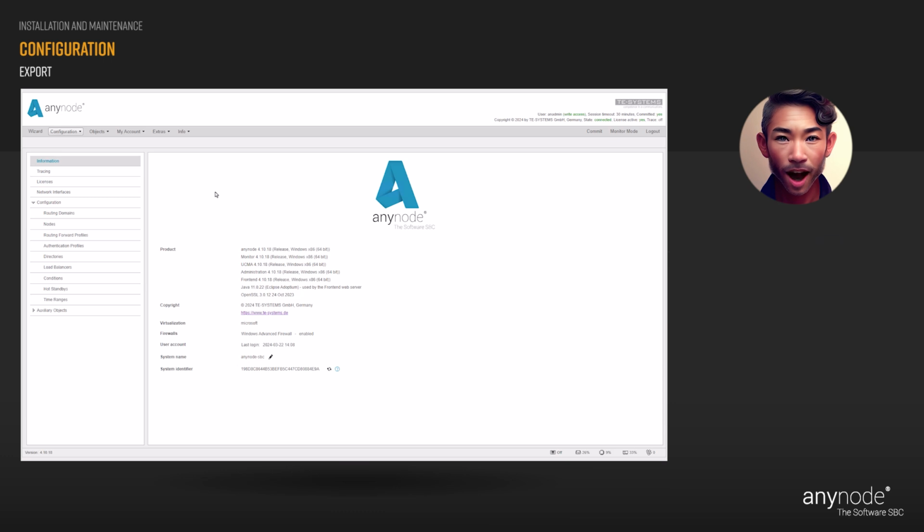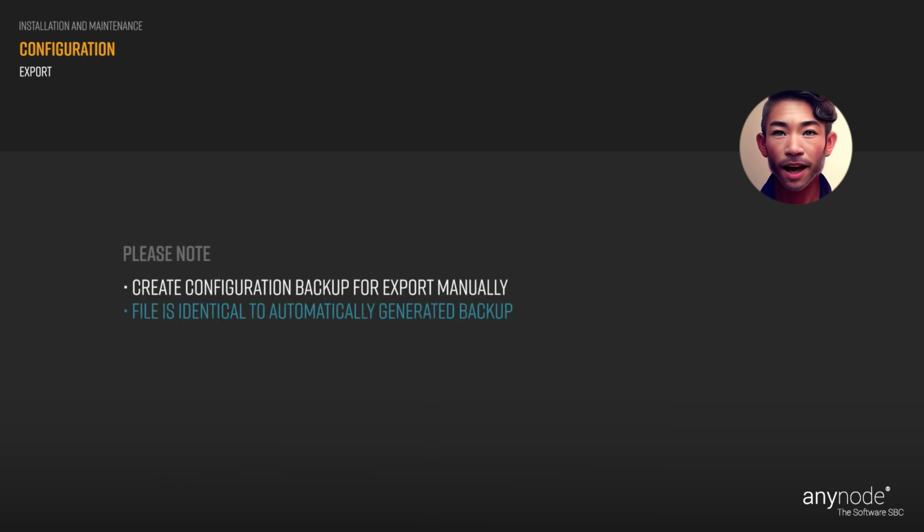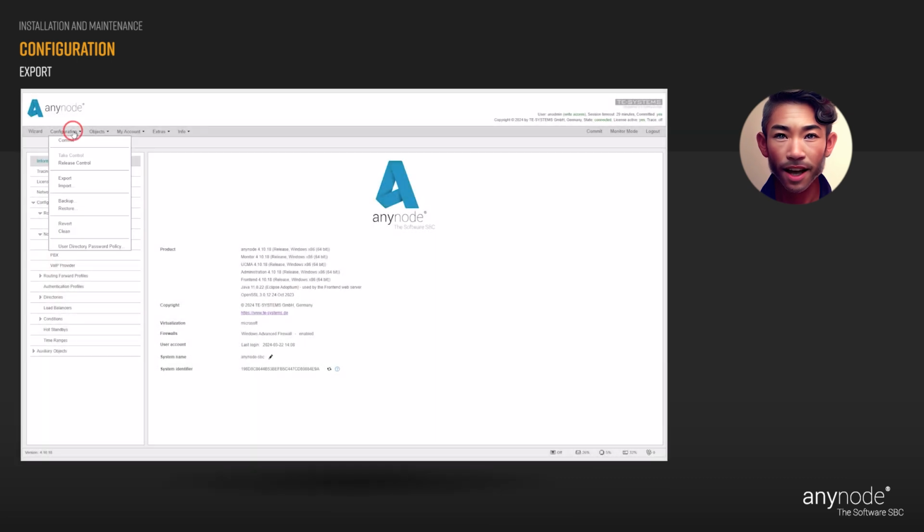Instructions on importing the automatically created backup of the configuration can be found in the import section. You can also manually generate this automatically created configuration backup for export anytime. This file is identical to the automatically generated backup. Navigate to Configuration in the top menu and click on Export. The configuration file will be immediately placed in the Windows Download folder.